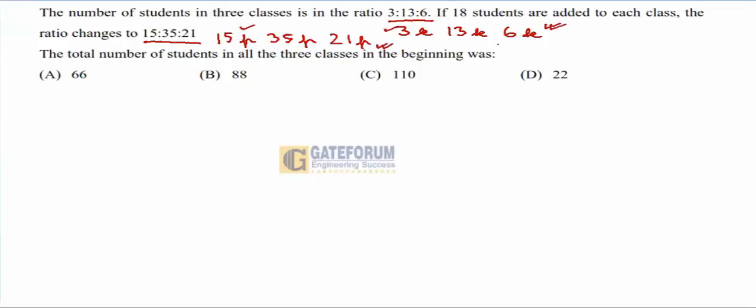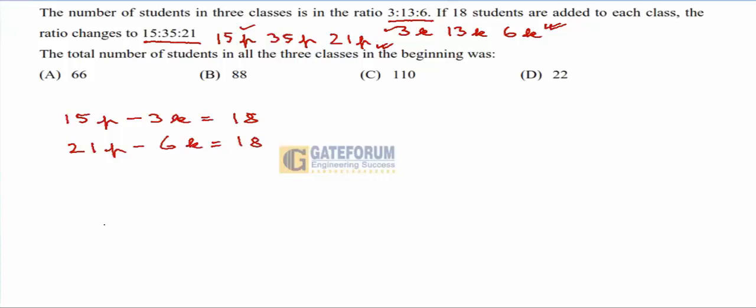I mean rather the third case. The middle case contains bigger figures, so I will avoid that. So I will say that 15P minus 3K must be equal to 18. That would be my first equation. And the second equation would be 21P minus 6K is equal to 18.